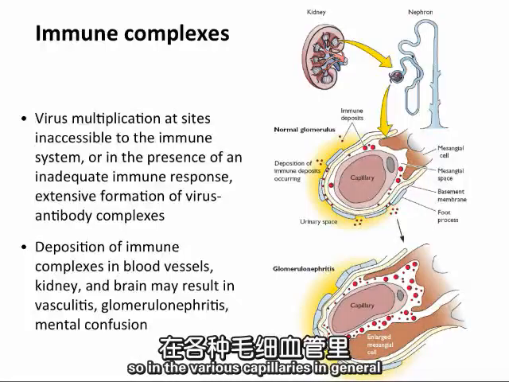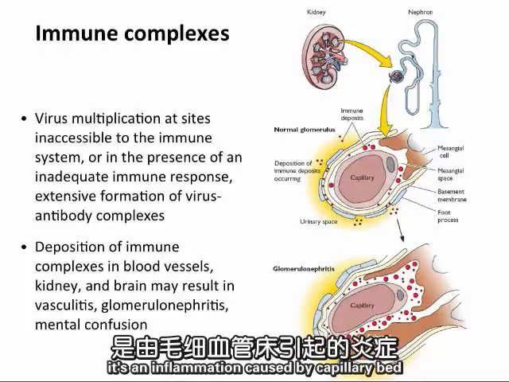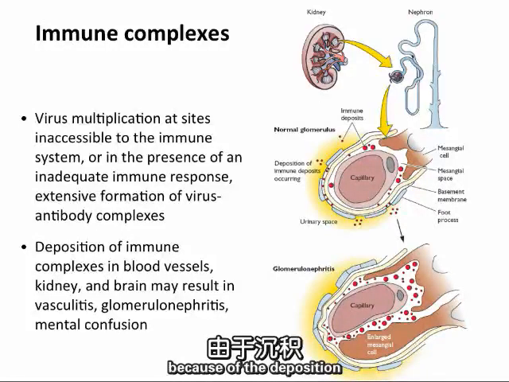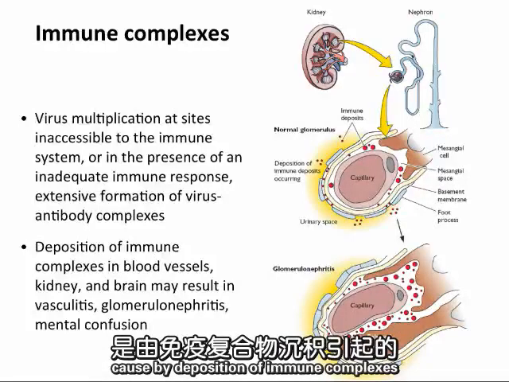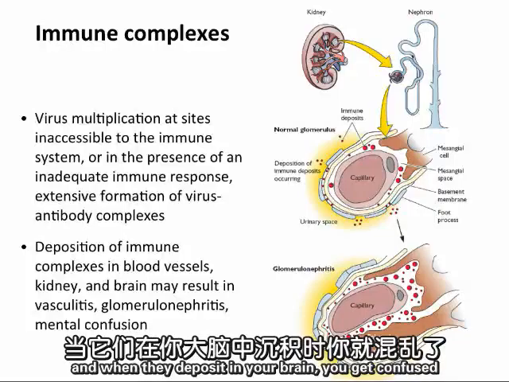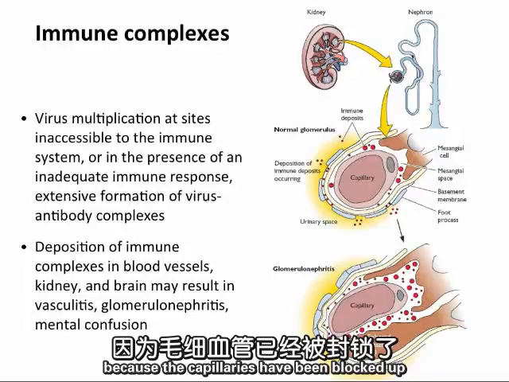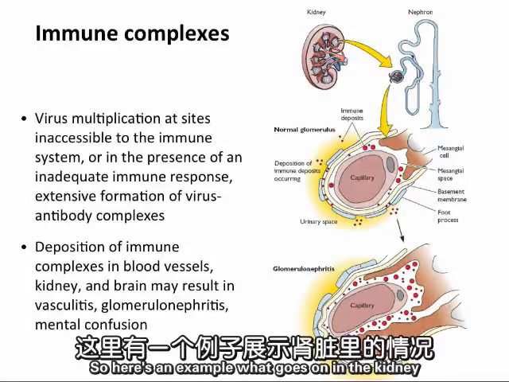In capillaries in general, it's called vasculitis. It's an inflammation of the capillary bed because of the deposition. Glomerulonephritis is a very specific kidney disease caused by deposition of immune complexes. And when they deposit in your brain, you get confused, because the capillaries are blocked up. So here's an example of what goes on in the kidney.